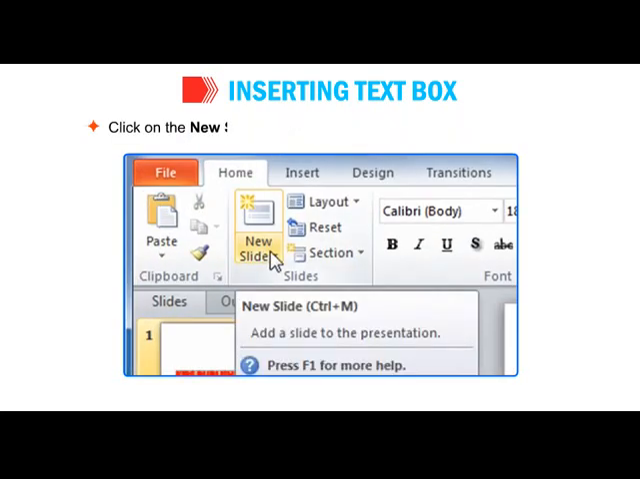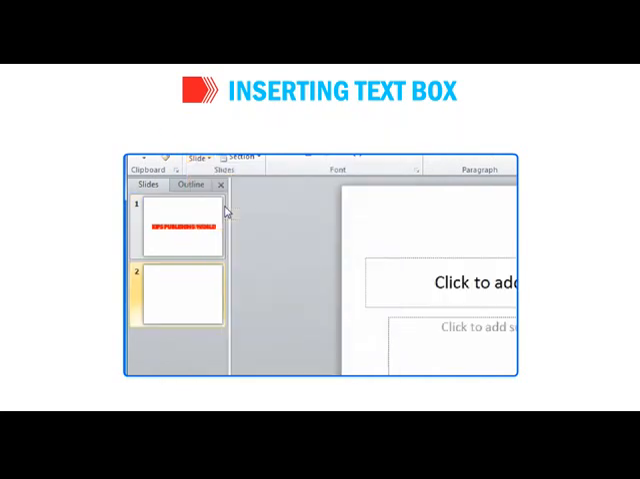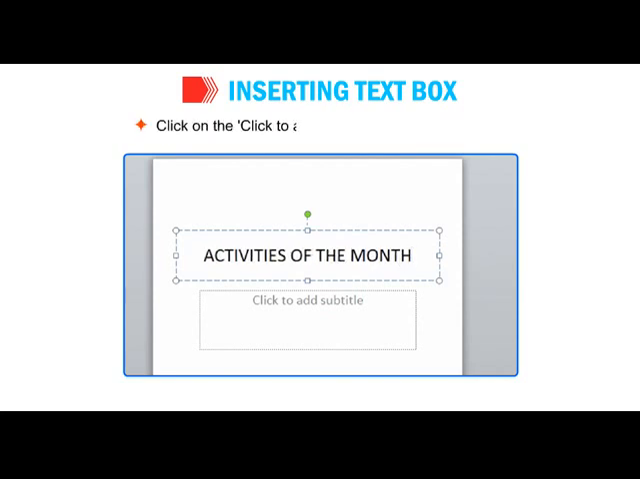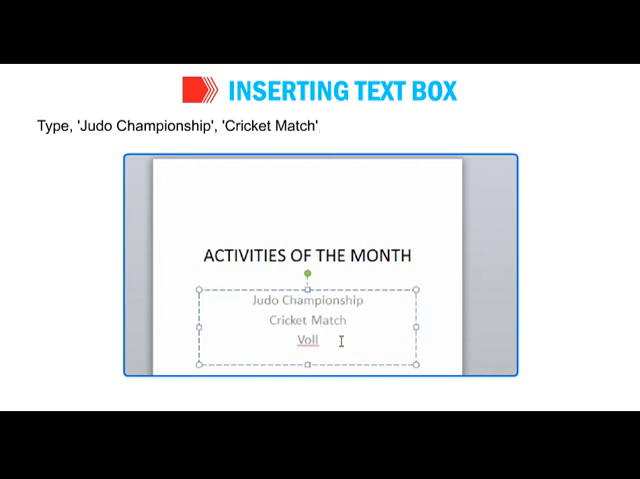Click on the New Slide button in the Slides group on the Home tab. Enter the title, Activities of the Month. Click on the Click to Add Subtitle placeholder in slide. Type Judo Championship, Cricket Match, Volleyball, Chess as shown in the figure.